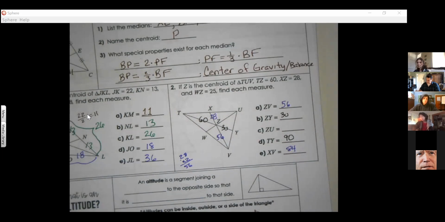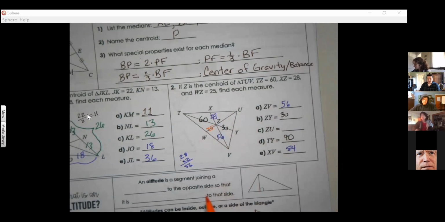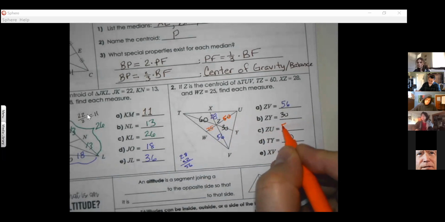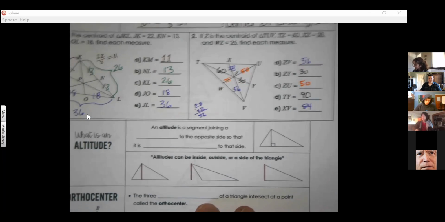And lastly, they tell us that WZ is 25. So what do we get to conclude from that? ZU equals 50. Easy peasy. Any questions on that?